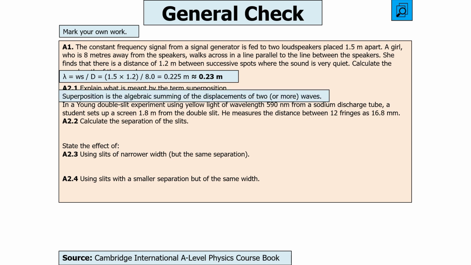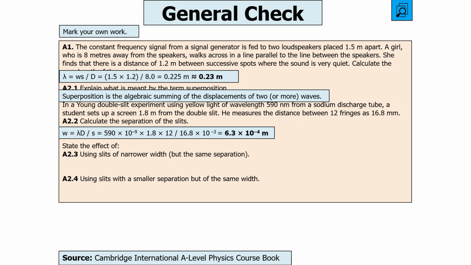Now superposition, what is that? It is the summing of the displacement of two or more waves which are coherent with each other. Now in question 2.2, once again, we're going to use the double slit equation. So W equals lambda D over S. We will pop in the values. Firstly, nanometers turns into meters, so it's 590 times 10 to the minus 9.